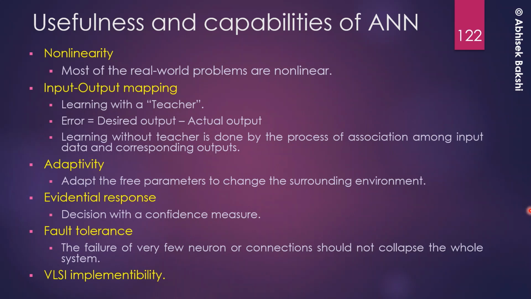Interestingly, most of the real world problems are non-linear. So since an artificial neural network is highly compatible for solving nonlinear problems, it can be a very good option for us in future. Secondly, we can easily have an input output mapping in the form of error. The concept of error you already know, and obviously it's also learning with a teacher. So we are still talking about supervised learning techniques.